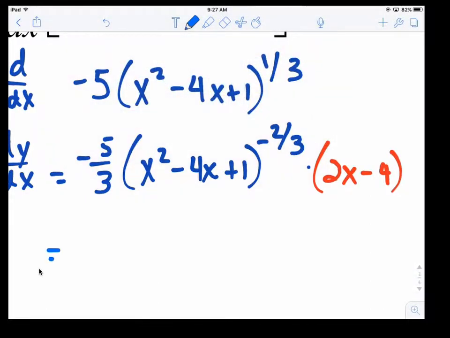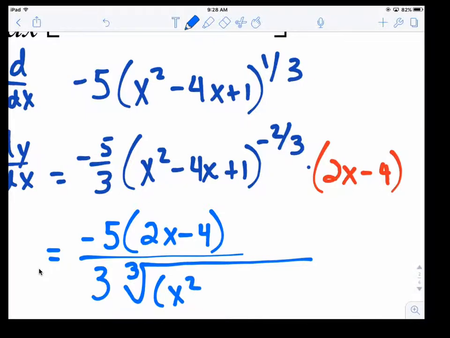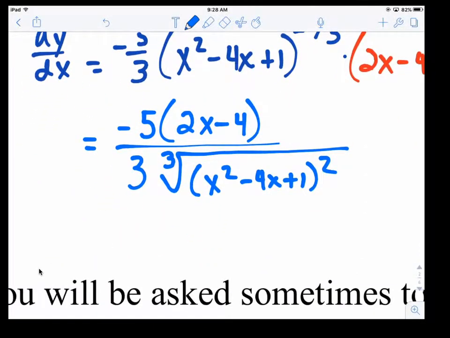Okay, so just clean it up now. So you got -5 times 2x minus 4 over 3 times cube root of x squared minus 4x plus 1 squared. And the last part could be -10x plus 20.